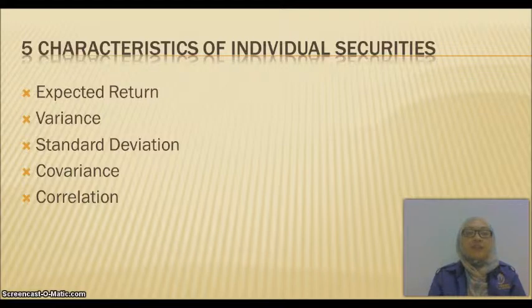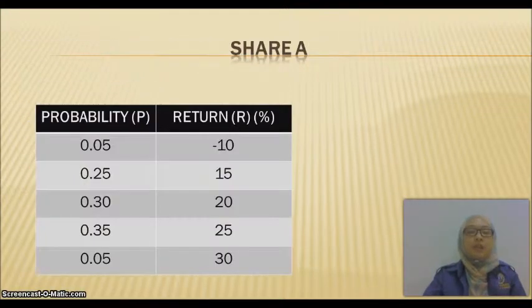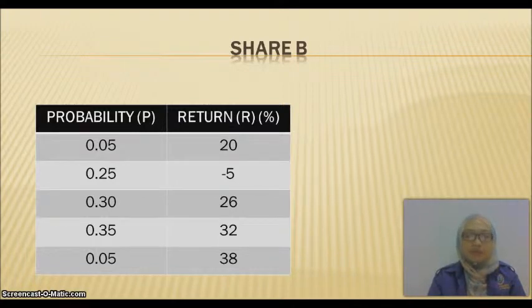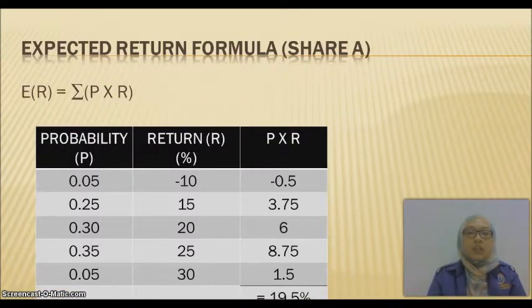There are 5 characteristics of individual securities: expected return, variance, standard deviation, covariance, and correlation. This is the question that we will be focused on, share A and share B. I will be focused on expected return, and first of all, I will calculate expected return for share A.